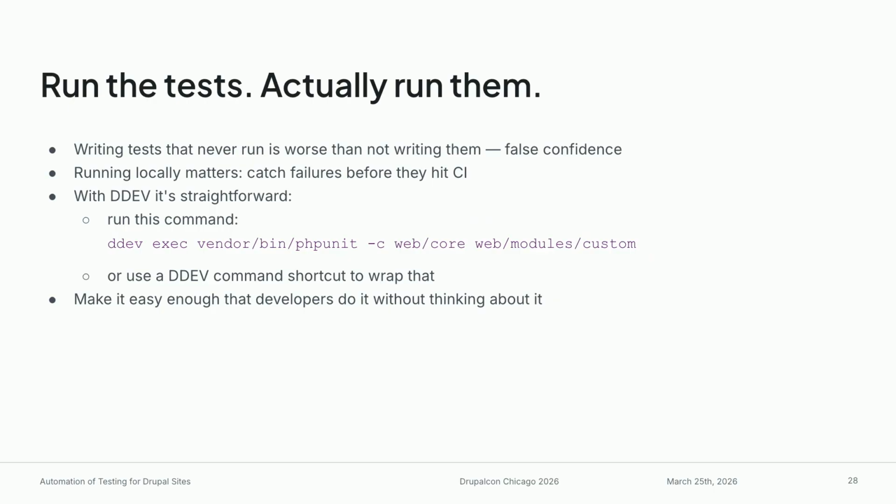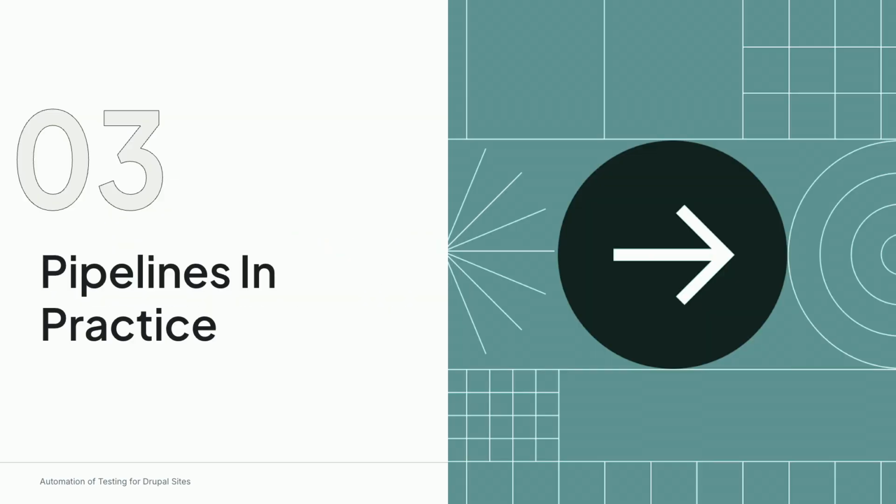But if you want to make it even easier and more accessible for your developers, you can even create a custom command in ddev with that. And once we're sure it is running locally, we can make sure as well we integrate that into the pipeline. And that's the part that we're going to go through next.